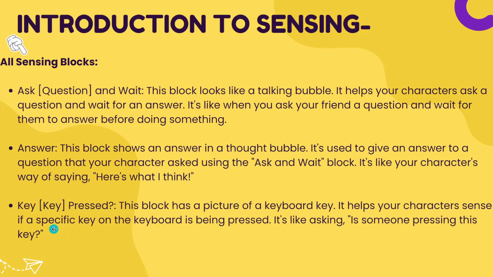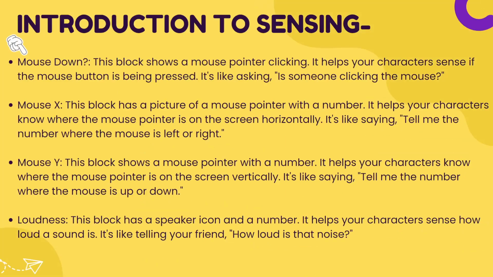Key press we have already done in previous classes. You were controlling your sprite with arrow keys using this block. Mouse down is for when you have to click the mouse. See, this block shows a mouse pointer clicking. It helps your character sense if the mouse button is pressed. So if you click, it is going to sense that someone is clicking the mouse.